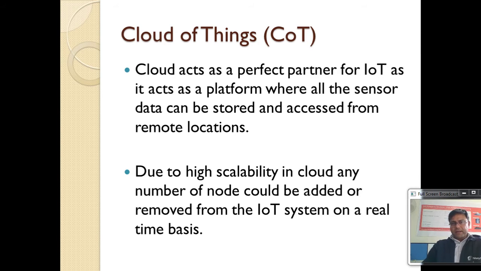Fine. Cloud acts as a perfect partner for IoT as it acts as a platform where all the sensors' data can be stored and accessed from remote locations. Why am I emphasizing the cloud? Because cloud would be the platform for Internet of Things, or IoT, or M2M to actually get success in its real forms or real magnitudes. Due to the high scalability in cloud, any number of nodes could be added or removed from the IoT system on a real-time basis. Now, what these nodes would be, we will be just discussing.